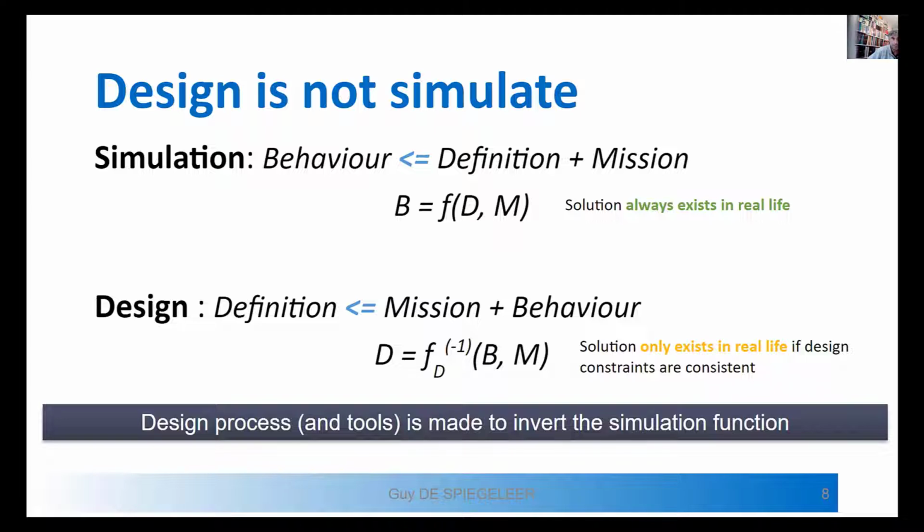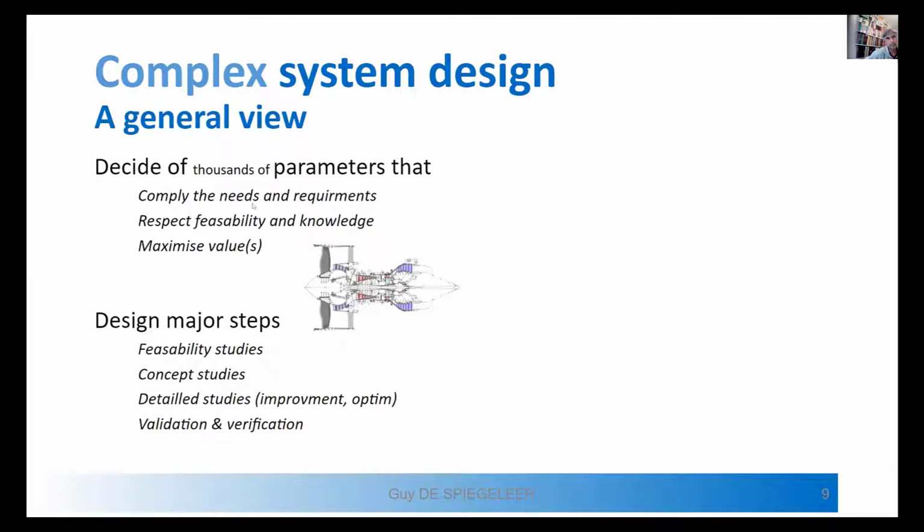So that's why we really have to think about a design process to invert this simulation function and keep control of this mathematical model. So this is what we call the design process, and we, of course, need tools to design. So let's come back to a general view of the design process.